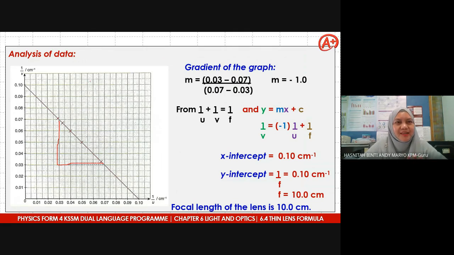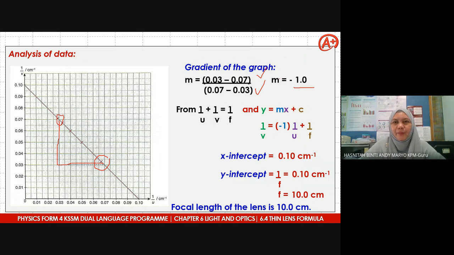So this is the graph we plotted earlier, and here is the gradient of the graph. This triangle shows the gradient of the graph. We take the first point and this is our second point. So gradient is y2 minus y1 divided by x2 minus x1. Here you find the gradient is negative 1.0.